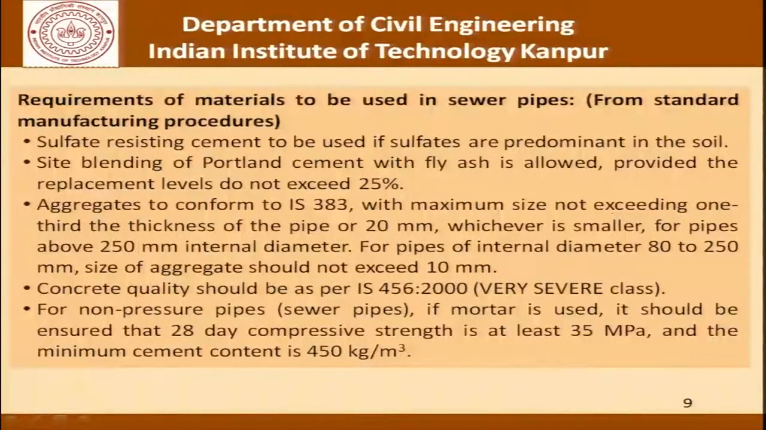Aggregates conforming to IS 383 or any other specification that you may feel like, with a maximum size not exceeding 1/3 the thickness of the pipe or 20 mm, whichever is smaller, for pipes above 250 millimeters internal diameter, whereas for pipes of internal diameter 80 to 250 mm, the size of aggregate should not exceed 10 mm. So these are the kind of specifications which are already laid down. So what one has to ensure is that they are appropriately complied with.